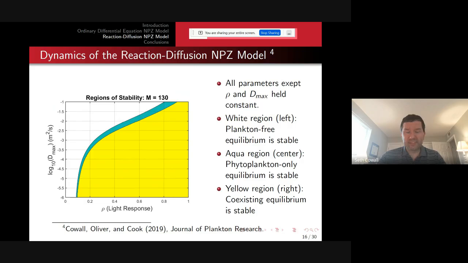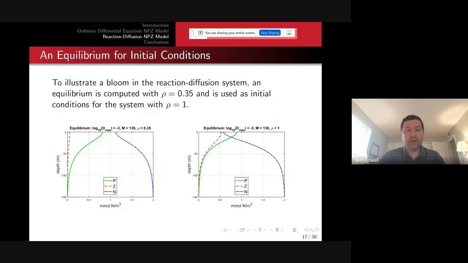Okay. Any questions about this diagram? Okay, so like I said, the equilibria of the system would be functions of depth but not time. So let's do a quick illustration of a bloom in a reaction-diffusion system, and then we'll see some results when we plug in some real data. But first, I just want to show you the mechanics.